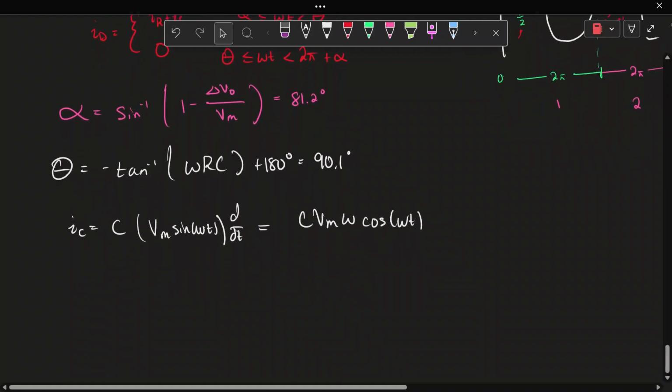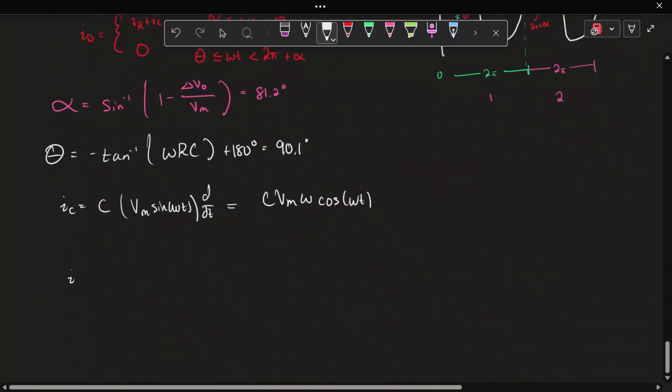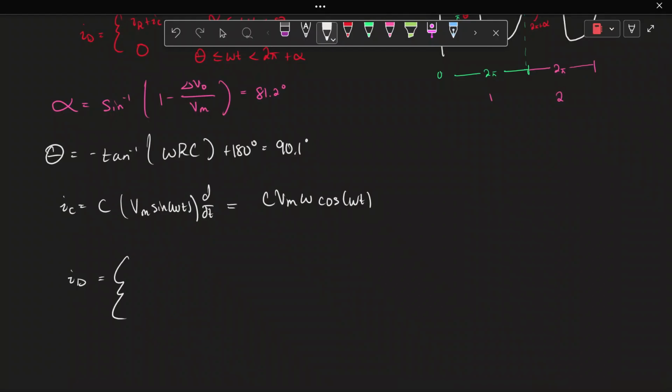Now you can rewrite ID in terms of IR plus IC. And now you have these values. So you have C Vm omega cosine of omega t plus the IR value, which is Vm over R, for when alpha is less than or equal to omega t is less than theta, and 0 everywhere else. Theta less than or equal to omega t is less than 2 pi. So that's for ID.